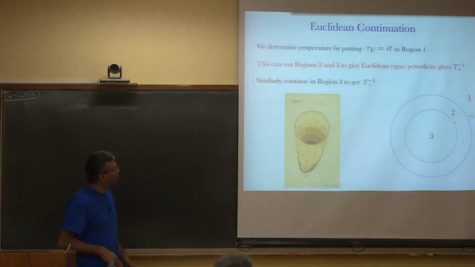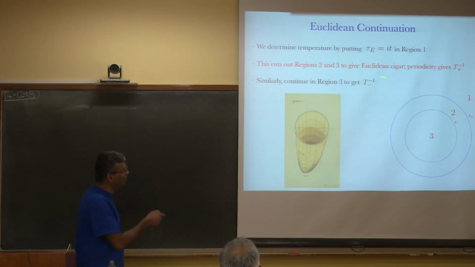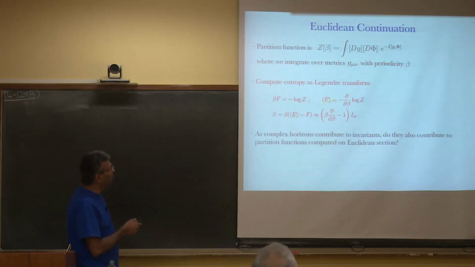As well, in order to determine the temperatures, we did Euclidean continuation. Computing the temperature in region 1 is just a standard thing to get the cigar. Similarly, we can compute Euclidean continuation in region 3 in order to get the t minus 1 inverse, maybe the absolute value of t minus 1 inverse. We also notice, as usual, that the Euclidean path integral gives us some description of the entropy in terms of the free energies of the partition function.